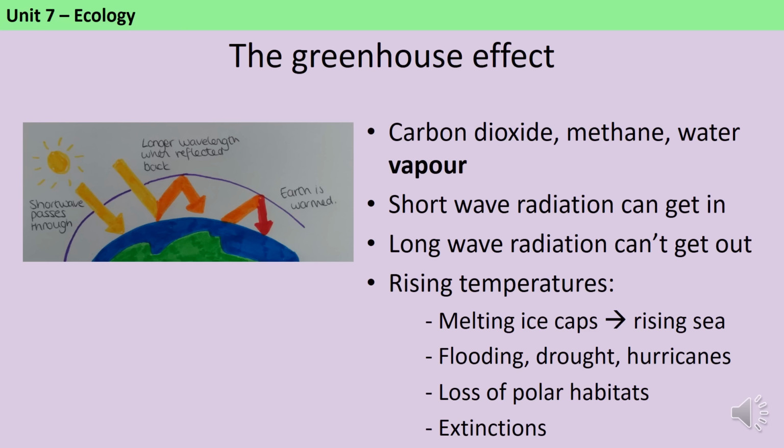Now that infrared radiation is too large to easily pass back through the blanket, and although some of it does get through, some of it is trapped and warms up the atmosphere and Earth's surface. The rising temperatures caused by this are leading to lots of serious consequences. As the ice caps melt, sea levels rise, and this can lead to flooding and other extreme weather events like droughts and hurricanes. Polar habitats are being lost, and with them many species are going extinct.